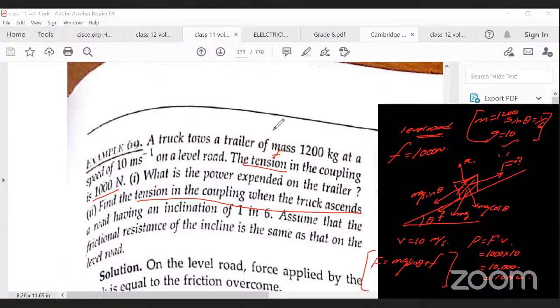Okay, let's see. So F is equal to m, which is 1200, into 10, sin theta is 1/6, plus 1000. So the answer is 3000 newtons.